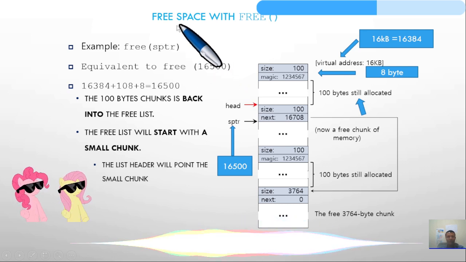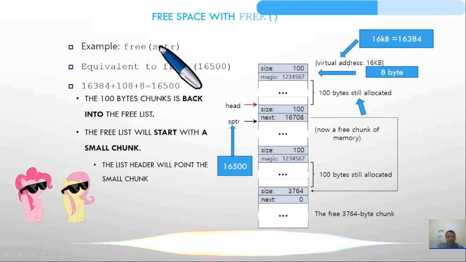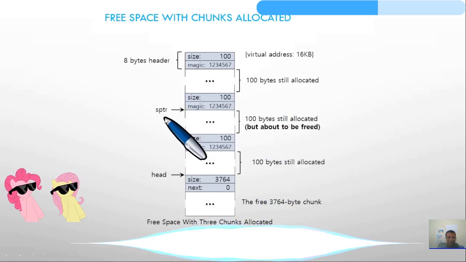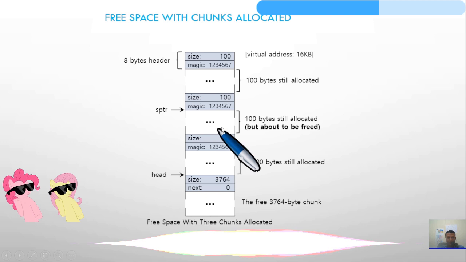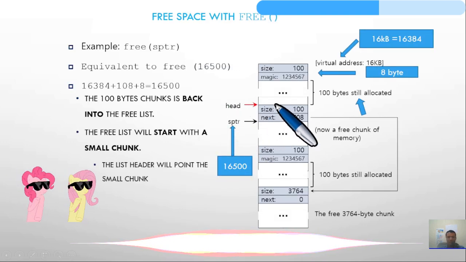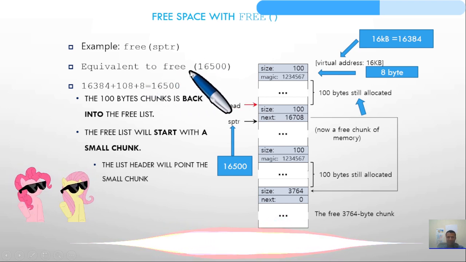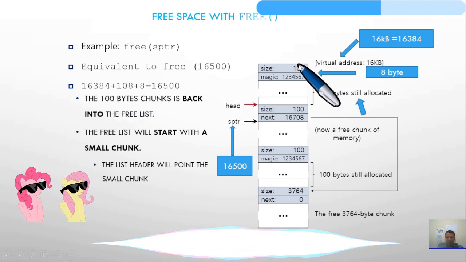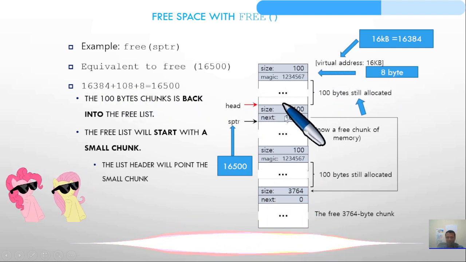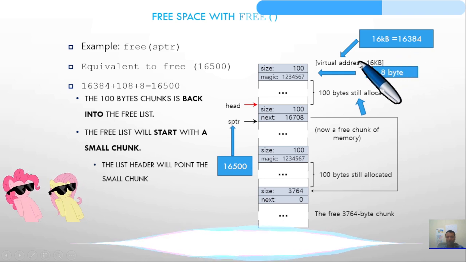Now, how to free space? Free space with the free API. Example: free(sptr). Here sptr means, for example, the middle one, where we are going to free this 100 bytes of location in the memory. So what we are going to do is equivalent to free(16500). This is the location. How this 16500 comes, we will see. At the top we have 16 kilobytes of heap, so 16 kilobytes means 16,384 bytes.